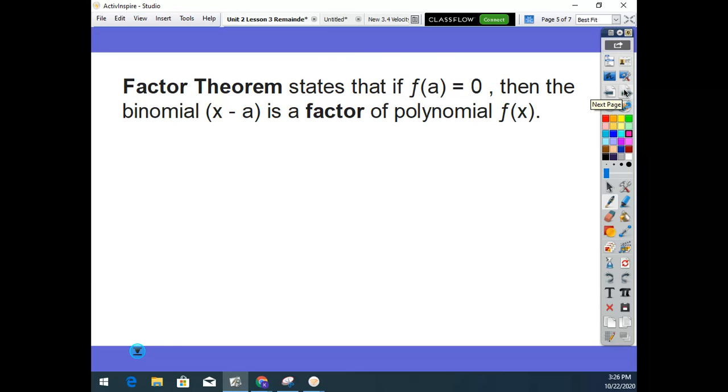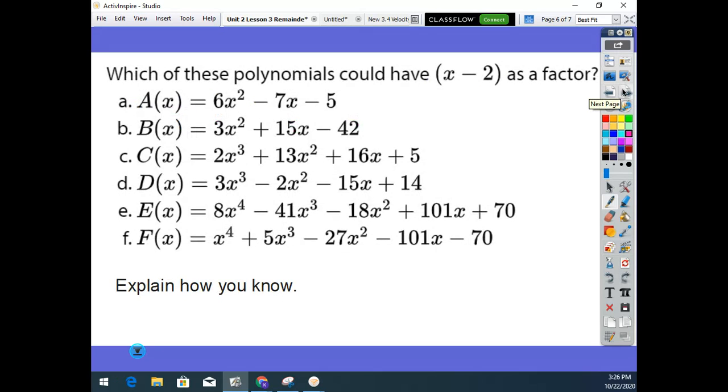So the factor theorem states, if a value makes the equation equal 0, the binomial x minus a is a factor of the polynomial. You might want to write that in your notes. This is the factor theorem.